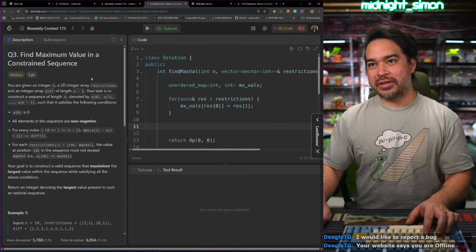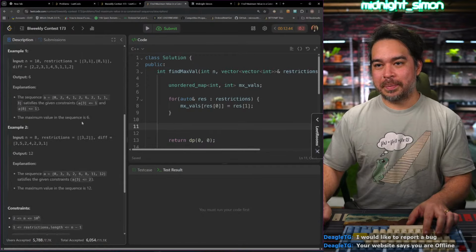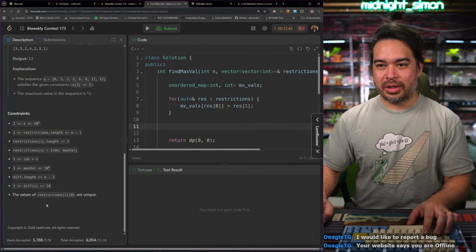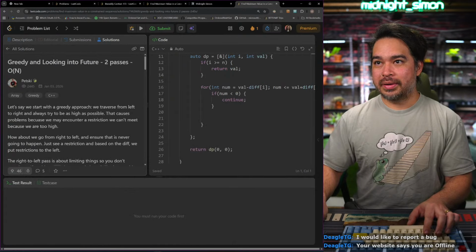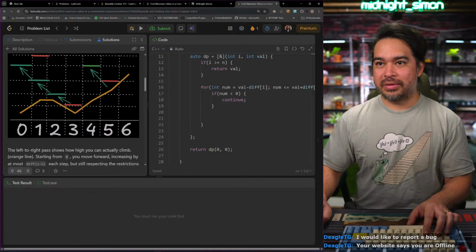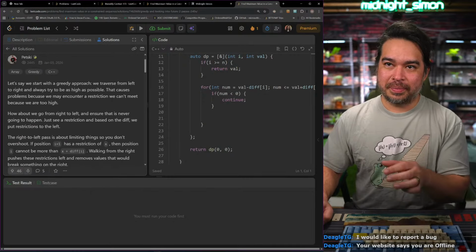Alright, I give up on this contest. This problem is too hard, man. Too hard for me. I'm just gonna continue looking at this solution.